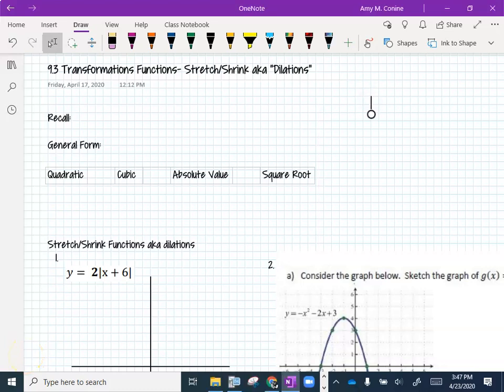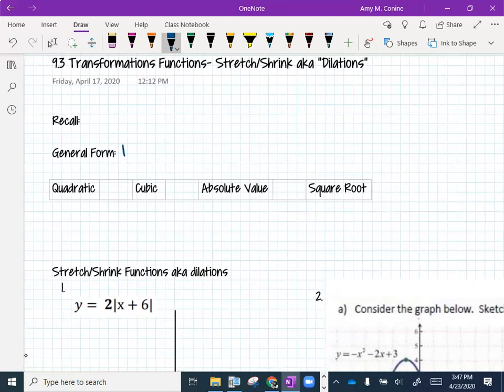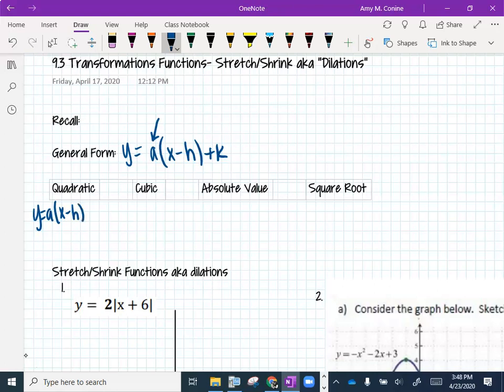All right, so I want to talk about stretching and shrinking. If you recall, we've talked about this form, y equals a times f of (x minus h) plus k. We're going to be talking about a here in this lesson. So you have your different functions that we've used. It's the same format for each, but it's always good to have in front of you so you have that information and you're practicing how it looks.